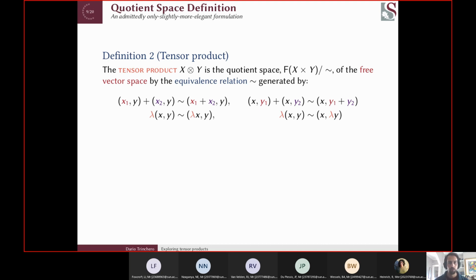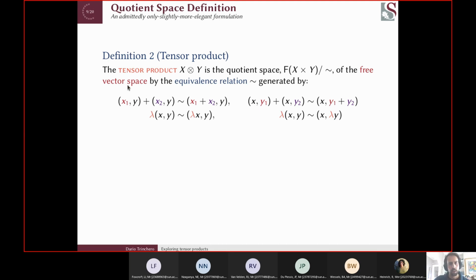So what do I mean by equivalence relation generated by those relations? What I mean is simply take those relations and add to it every other relation that you need in order to make the resulting relation satisfy the three axioms of an equivalence relation. That is, it must be symmetric, transitive, and reflexive. So basically the equivalence relation generated by it is the smallest equivalence relation containing it.